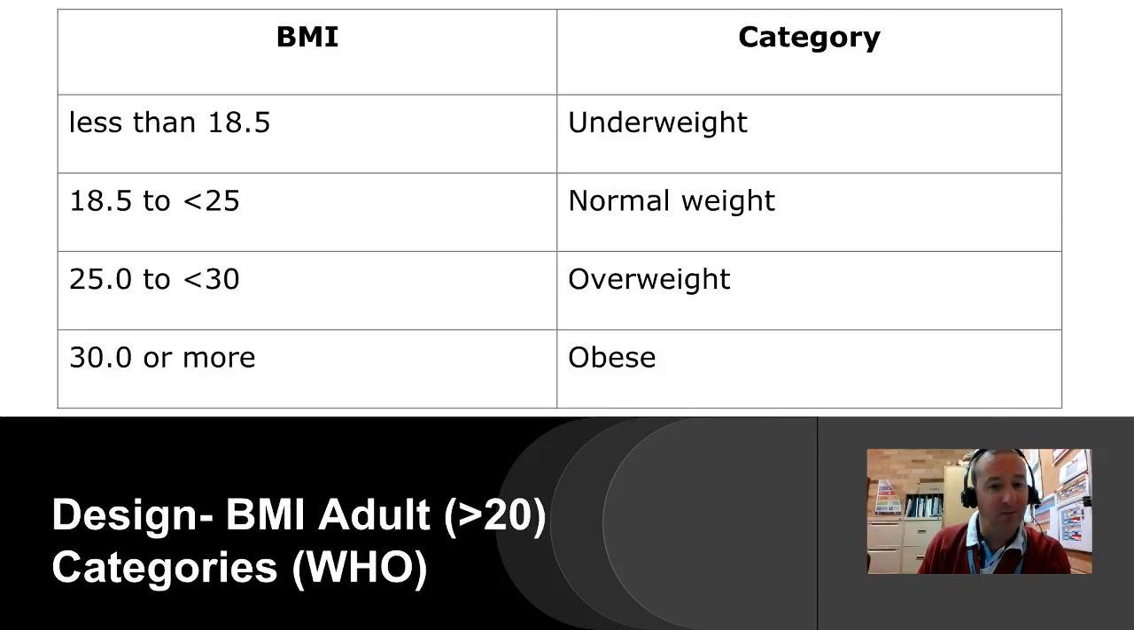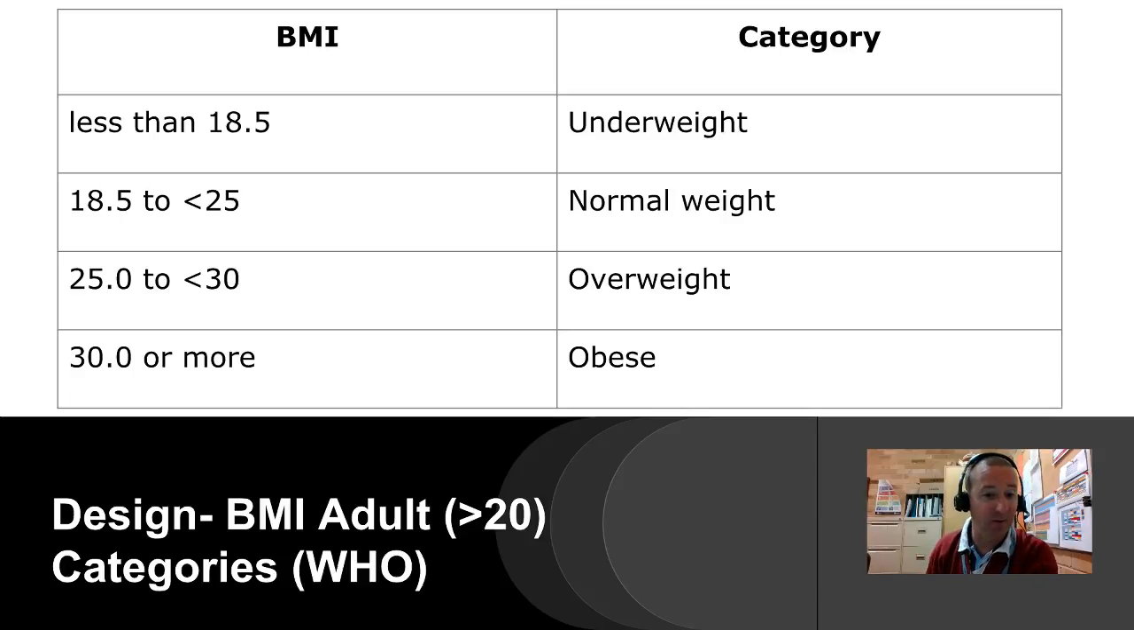Now we need to have a look at our categories. A little more research tells us that if somebody's BMI score is less than 18.5, they fall into the category underweight. If they're 18.5 to just less than 25, they're in the normal weight category. If they're 25 to just less than 30, they're considered overweight, and if they get a BMI score of 30 or more, that puts them into the obese category.